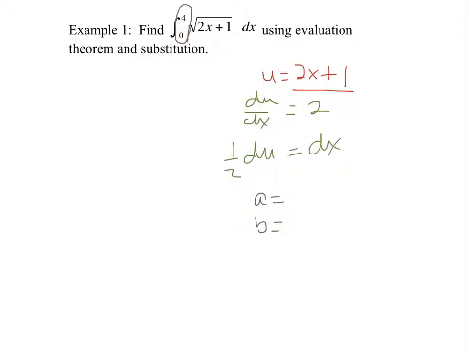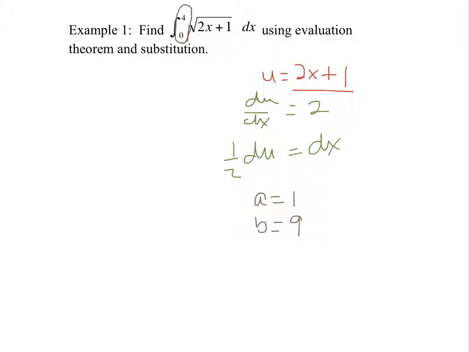If I plug it in there, I would get 2 times 0 plus 1, which is 1 for a. And if I plug 4 in, I'll get 2 times 4 plus 1, which is 9. So in other words, I'm just plugging back in the values to u so that I have a new a and b, so they'll be in terms of u as well in the integral.